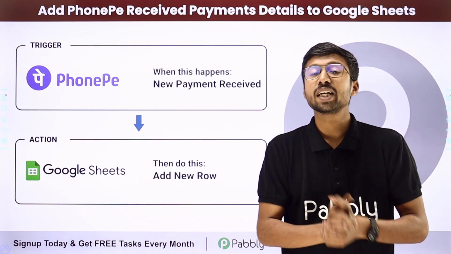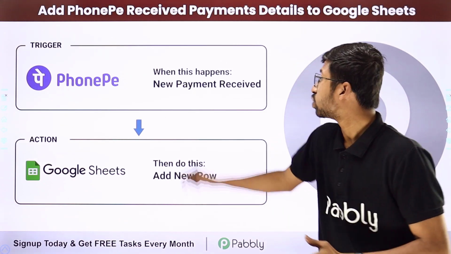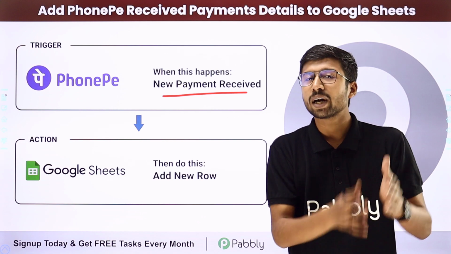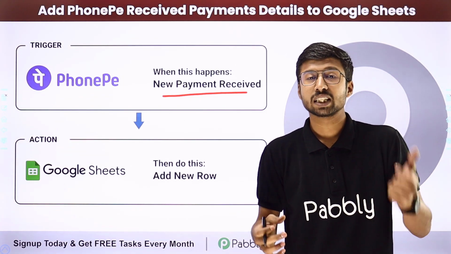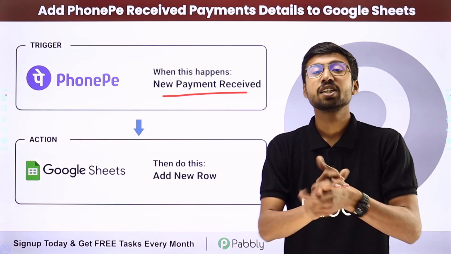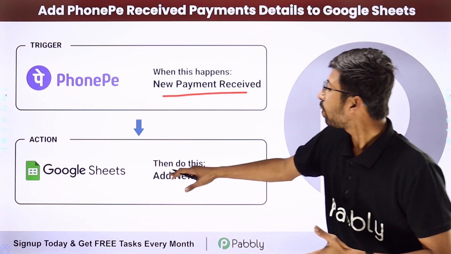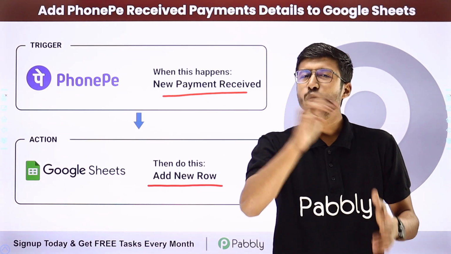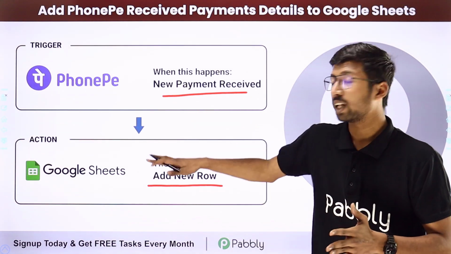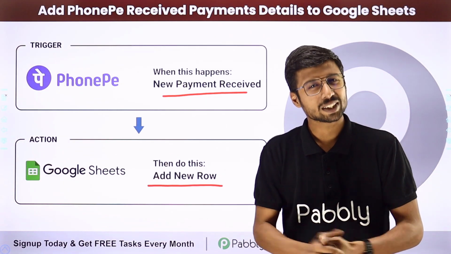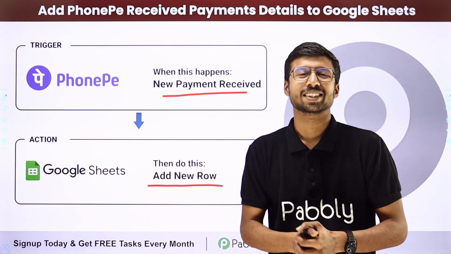So in this video, we came up with an amazing automation in which whenever you receive a new payment in PhonePe, automatically the details of that payment, like the name of the user who has sent us the payment, the amount, transaction ID and other details, will be added as a new row into our Google Sheet. Now guys, how can you set up this automation between PhonePe and Google Sheet and collect your payment details automatically in Google Sheet? To know this, you have to come with me to my screen.